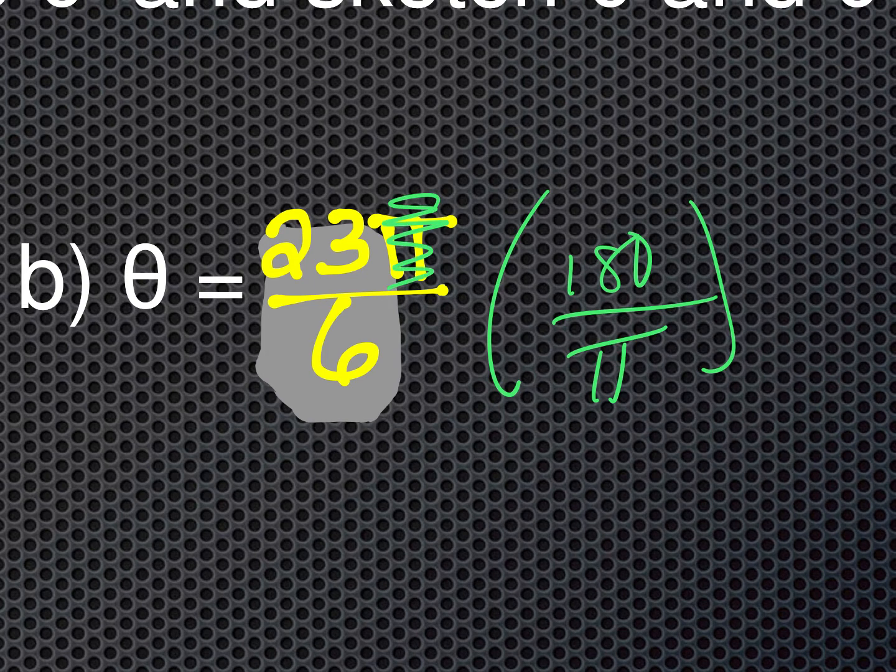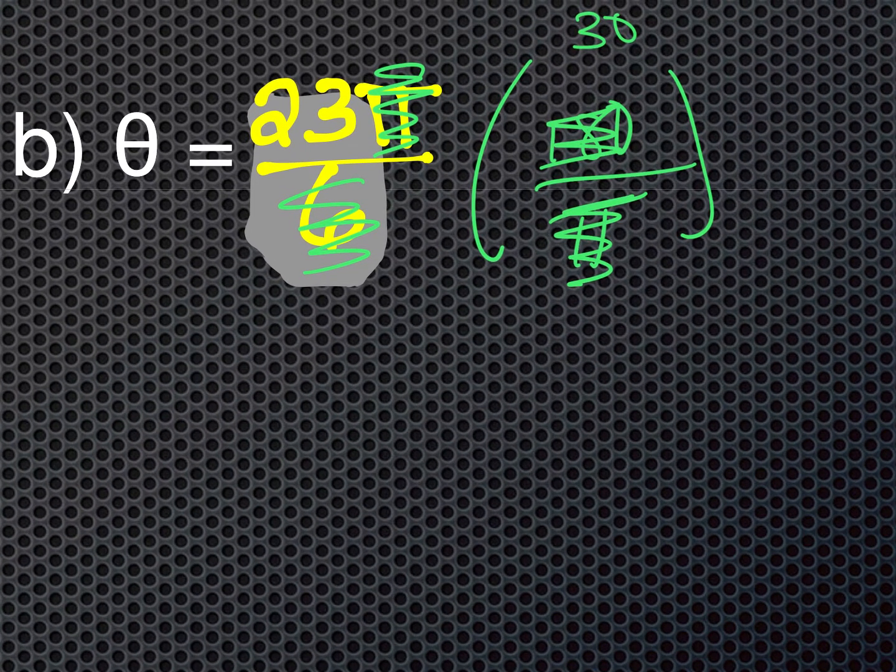So pi cancels, 6 goes into 180 30 times, right? What's 23 times 30? 690 degrees. Well, what do you notice about 690?